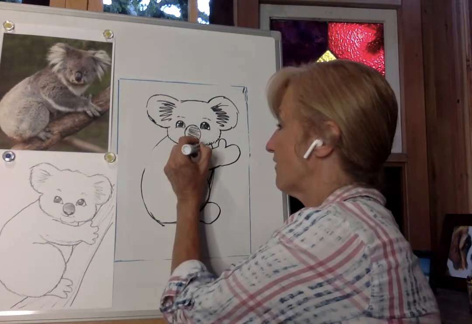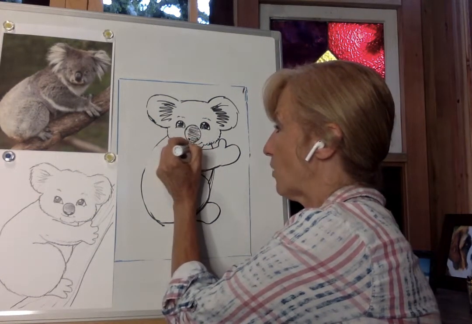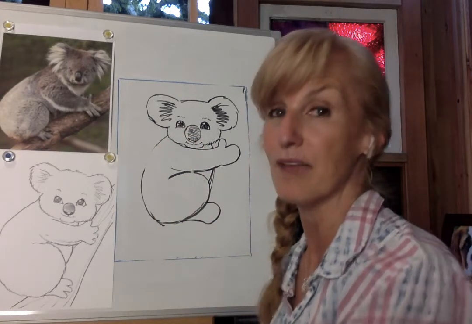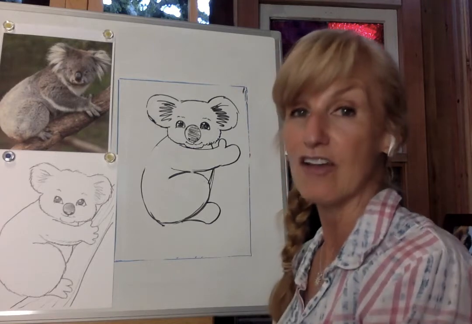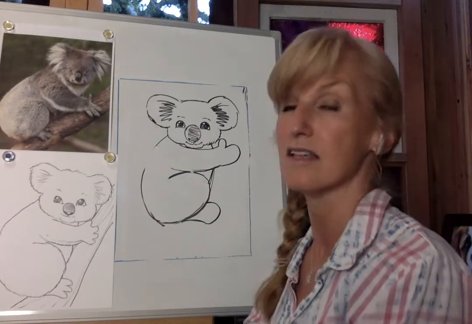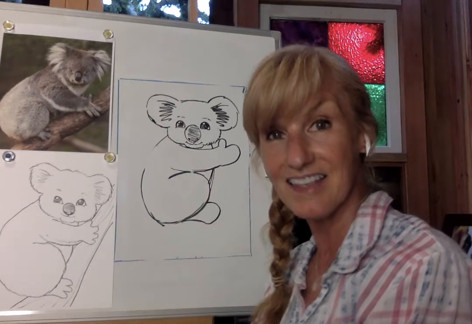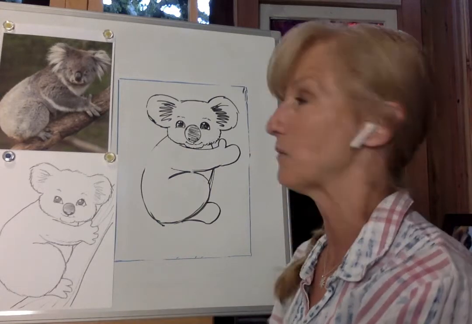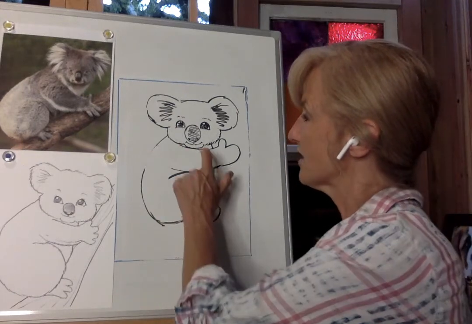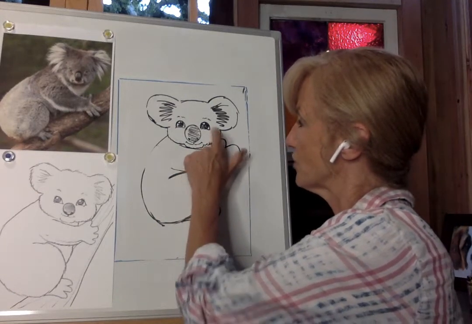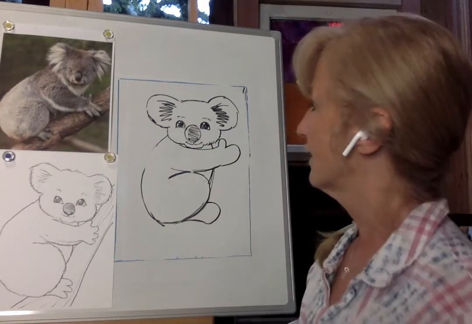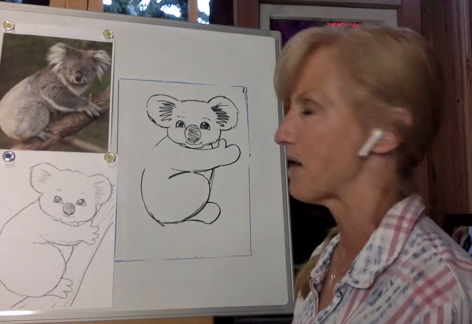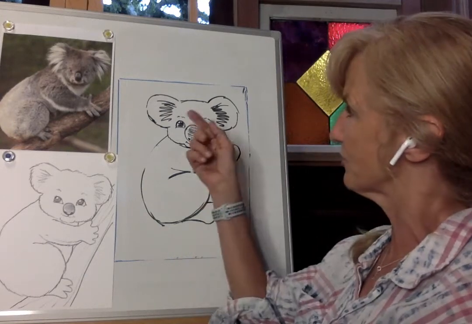Matter of fact, they very rarely drink any water, and the name koala originated from the Aborigines, who called them koalas because it means little water, and they don't drink hardly any water. Now, once I have added a little fur on the cheeks and underneath the chin, my koala is starting to look more like a koala and not so much like a mouse or a teddy bear. There's a difference, you can tell.